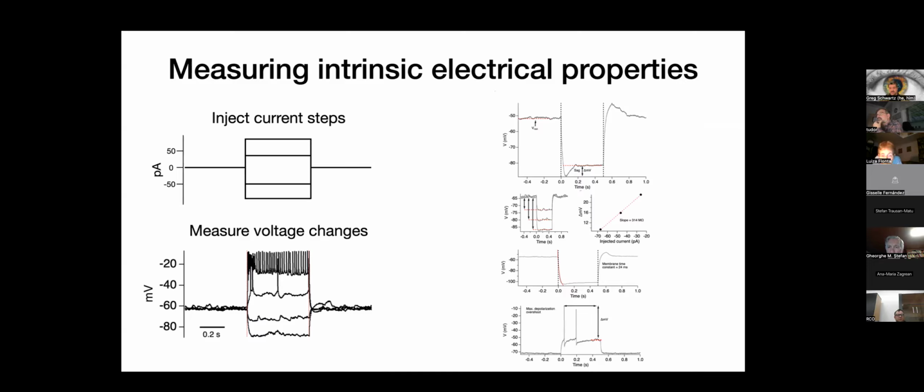You can, of course, measure the resistance of the cell. You just do small hyperpolarizing currents, and you get the slope of the IV curve. You can measure the membrane time constant. You can measure the maximum depolarization overshoot, which gives you a sense of whether the cell is actually spiking or not, and many, many more.